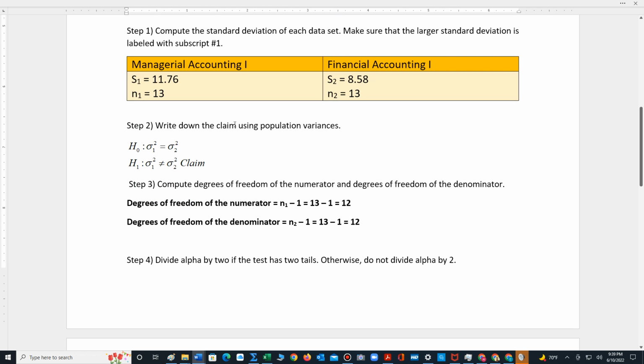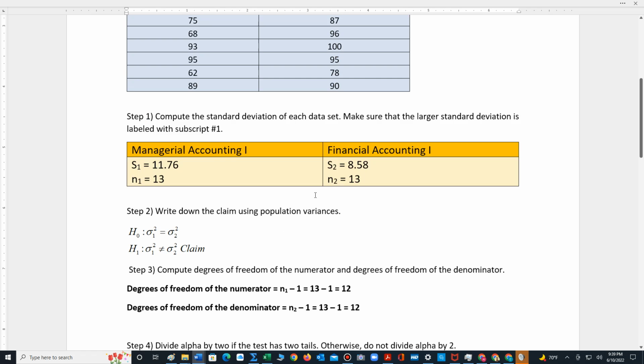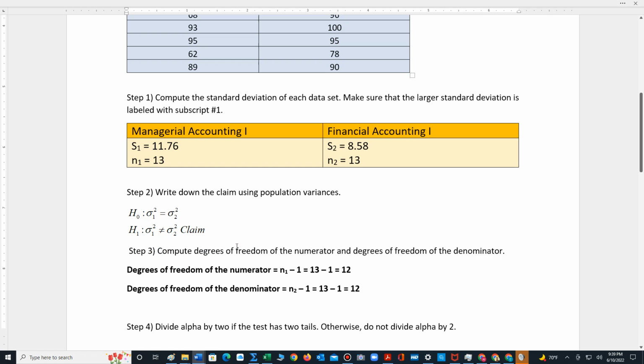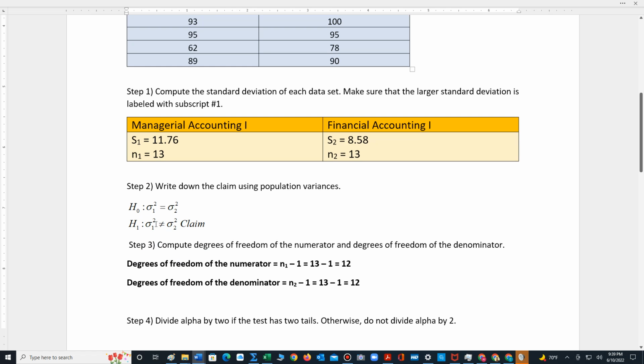Our next step is we write down the claim using population variances. In this case, the claim is that there's a difference. So the claim is that the two variances are different, not equal, and H naught is the variances are equal. Next, we compute the degrees of freedom of the numerator and degrees of freedom of the denominator.